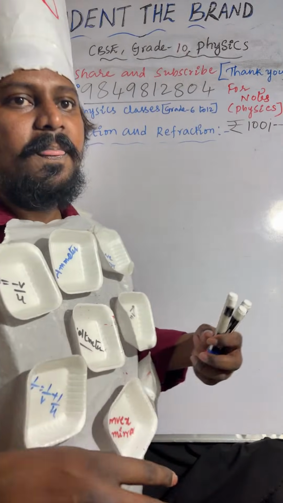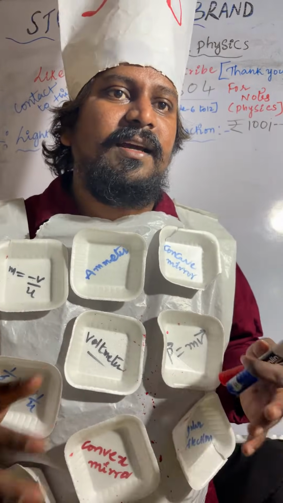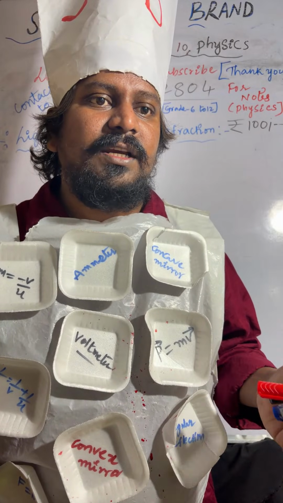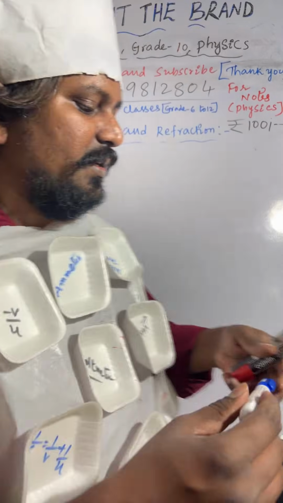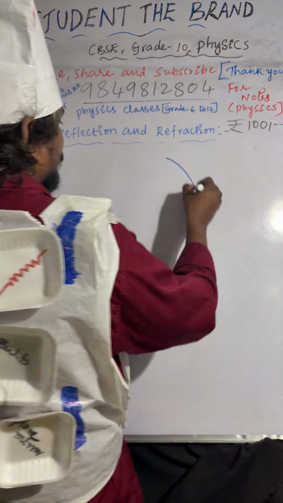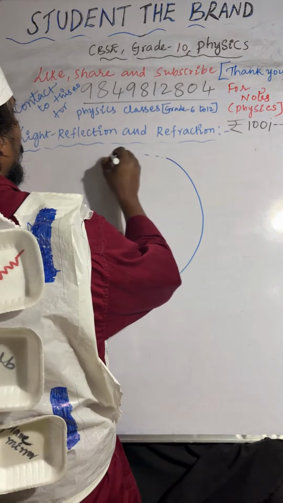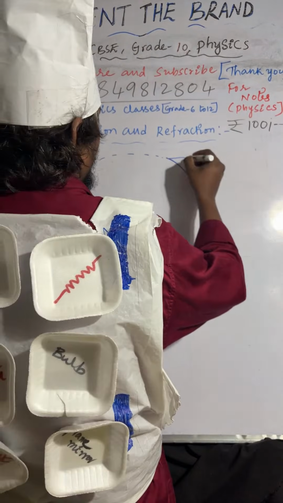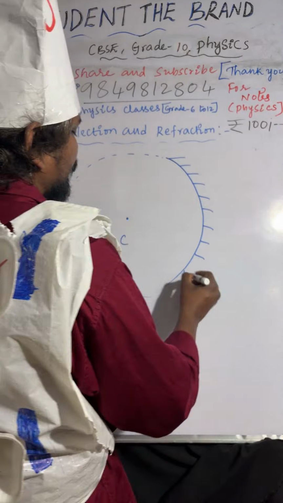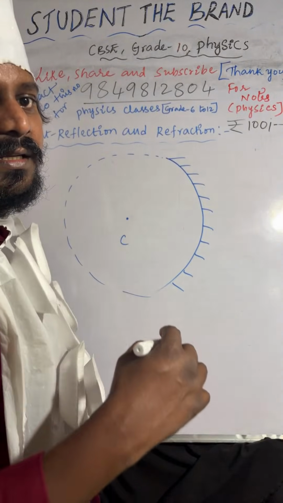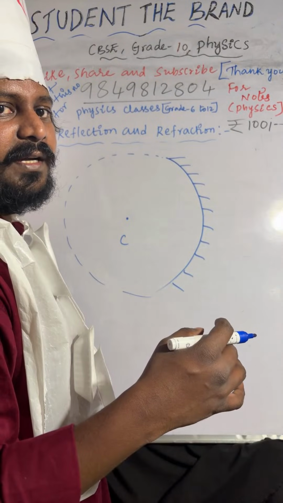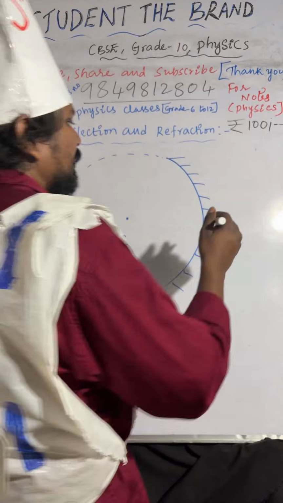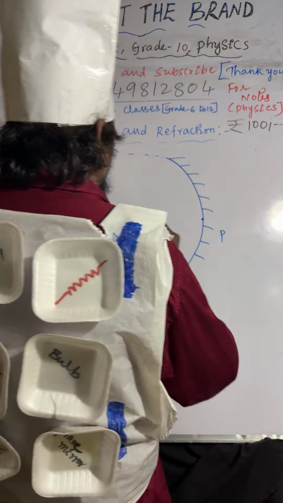Now we will discuss terms related to spherical mirror. Let's start. So this is the center of the imaginary sphere of which the mirror is a part. So center of the imaginary sphere in which mirror is a part. The midpoint of the mirror is called pole.